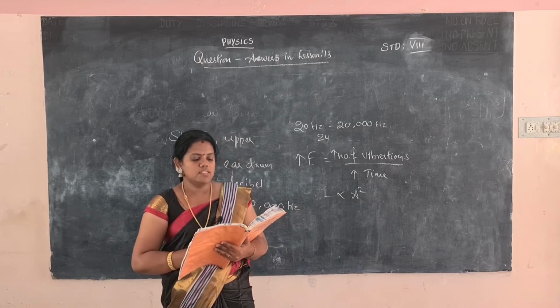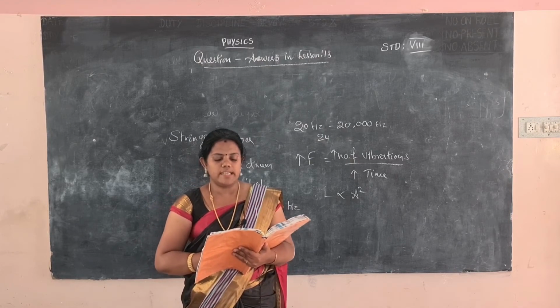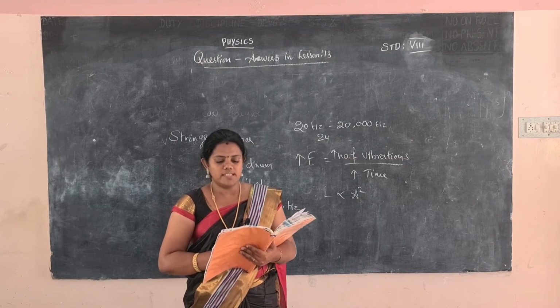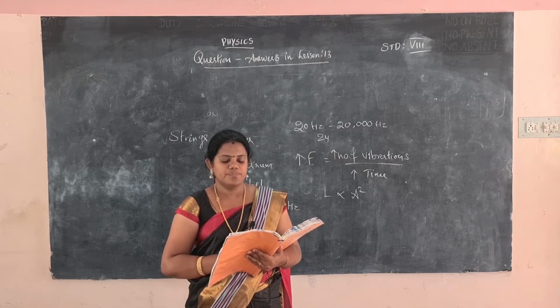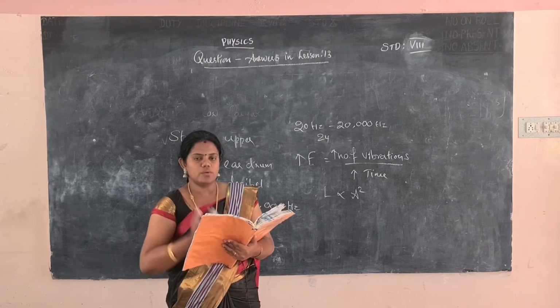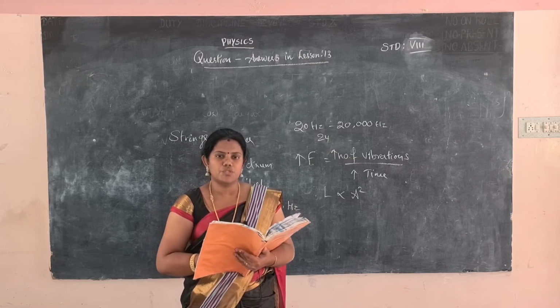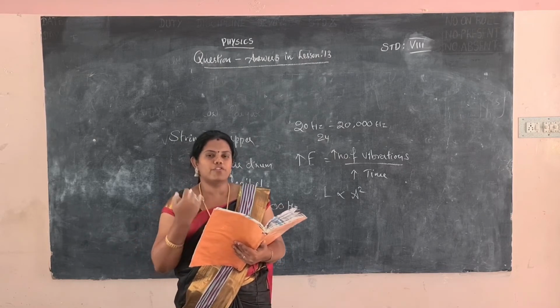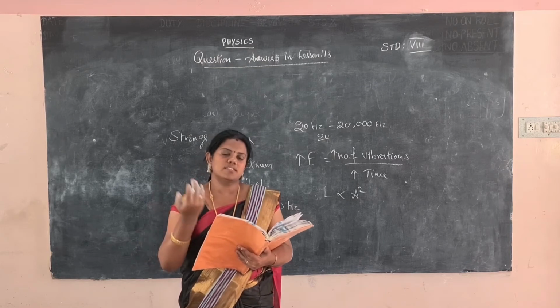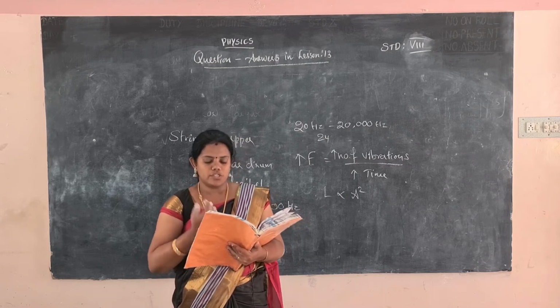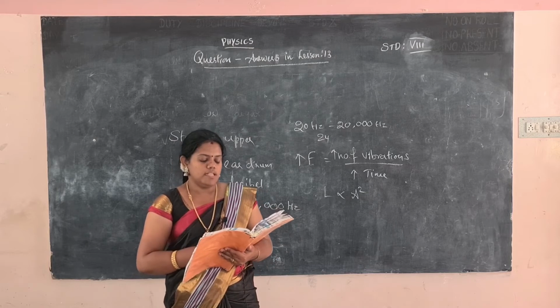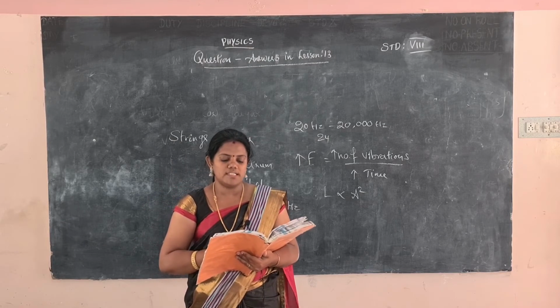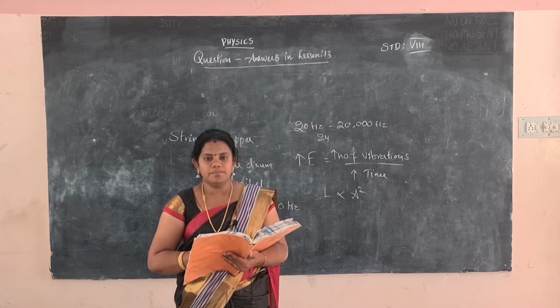And the fourth question is, sounds with frequency greater than 20,000 Hz are known as ultrasounds. Sounds above 20,000 will be called ultrasounds. It will be true, because sounds below 20 hertz will be called infrasounds and sounds above 20,000 hertz will be called ultrasounds. Okay, so true.